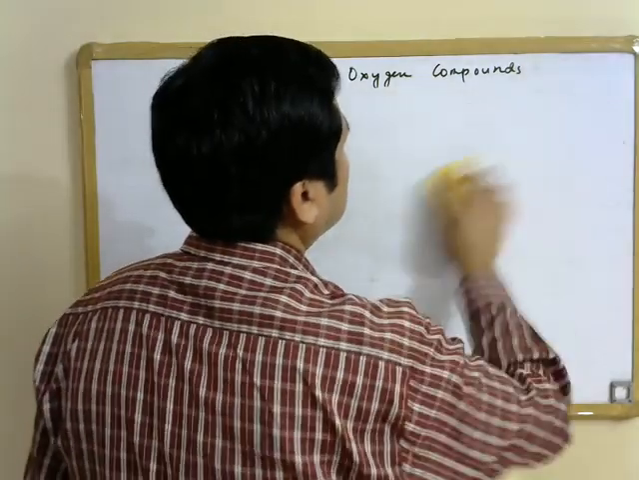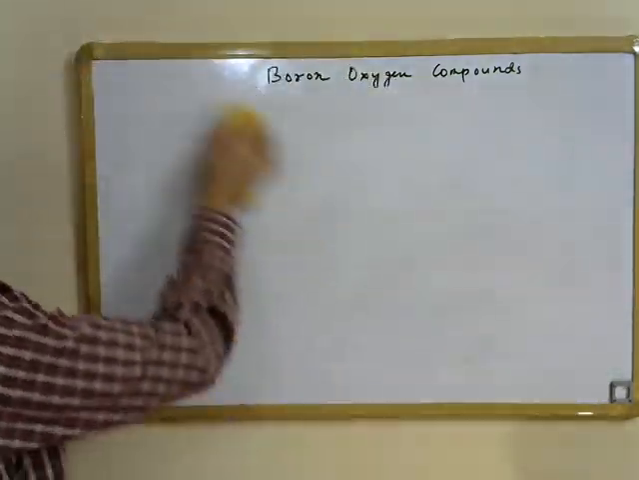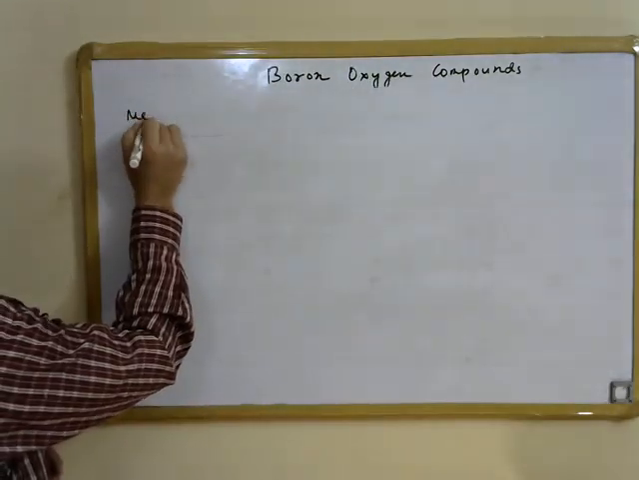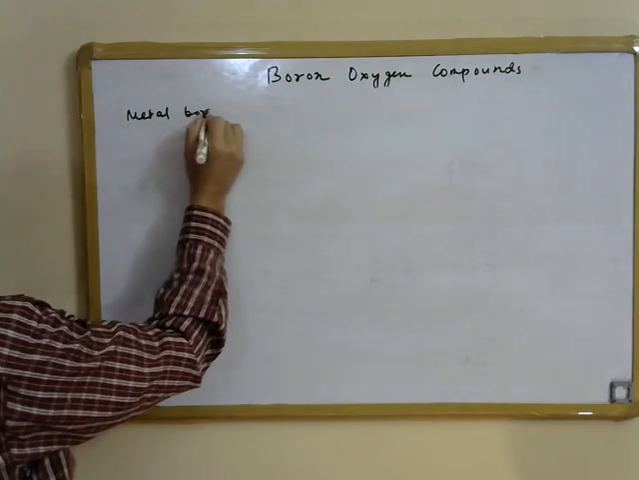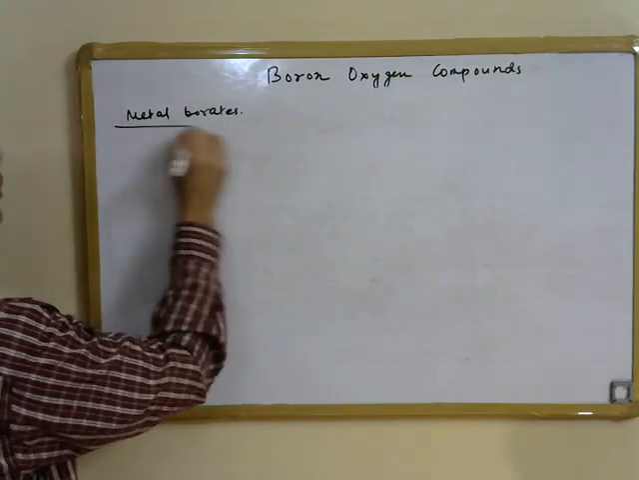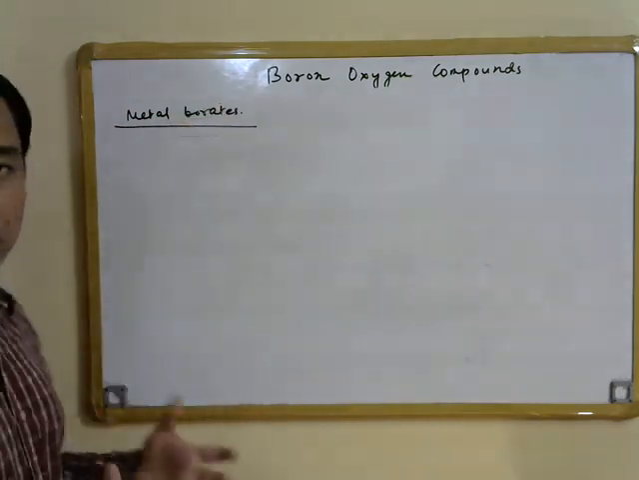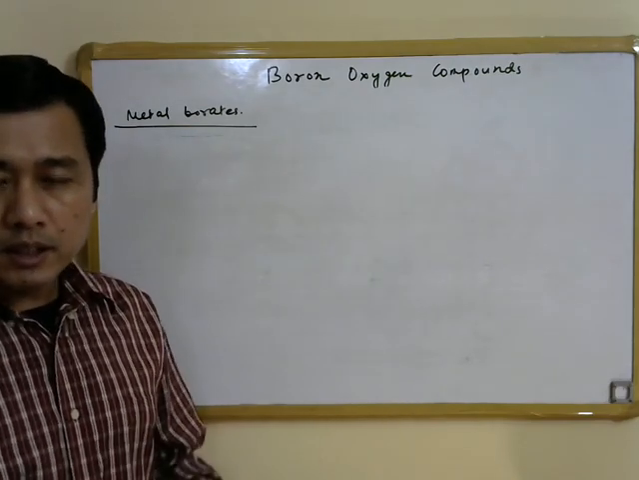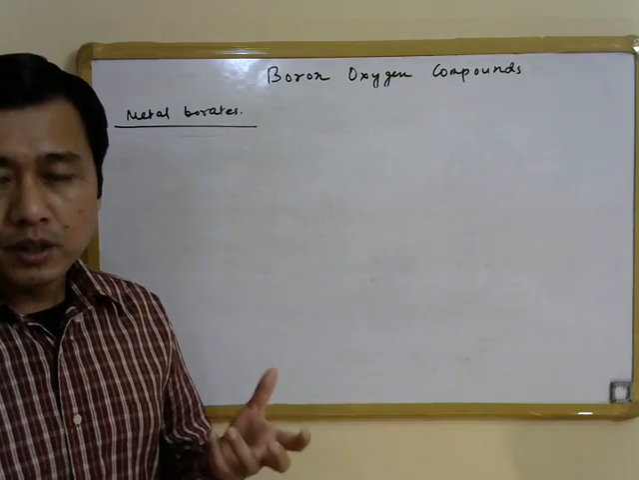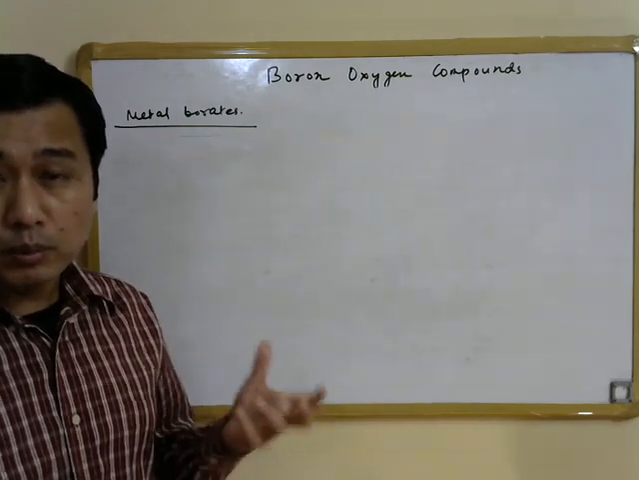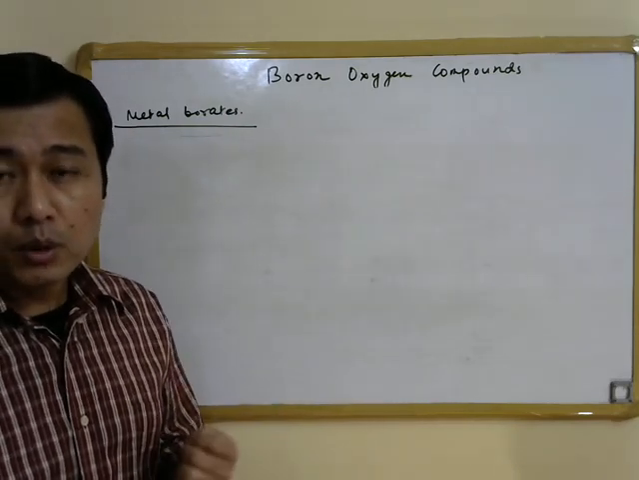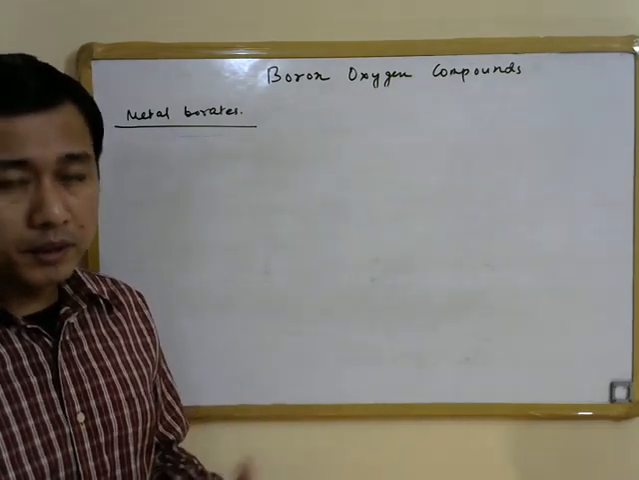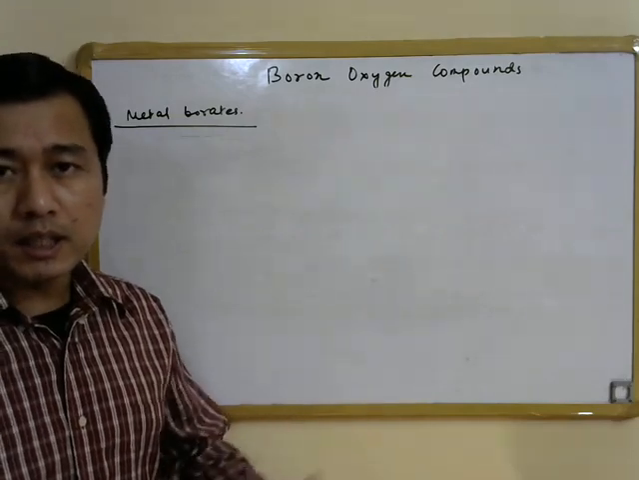So let us now discuss metal borates. We have seen earlier that the reaction of B2O3 with metal oxides leads to the formation of borate metal salt-like compounds, which are known as metal borates. We have different kinds of borate formation depending upon the metal and the conditions.